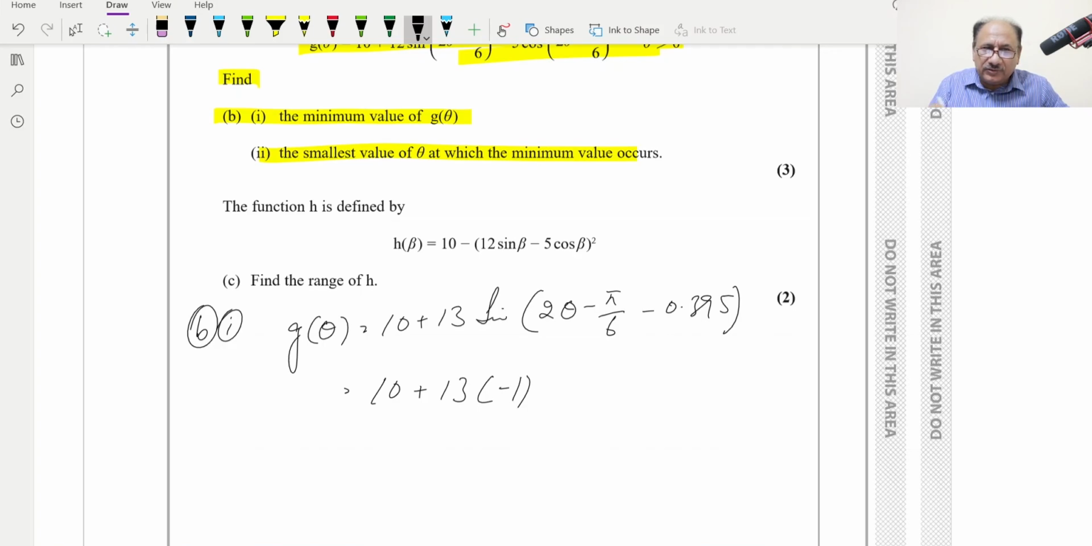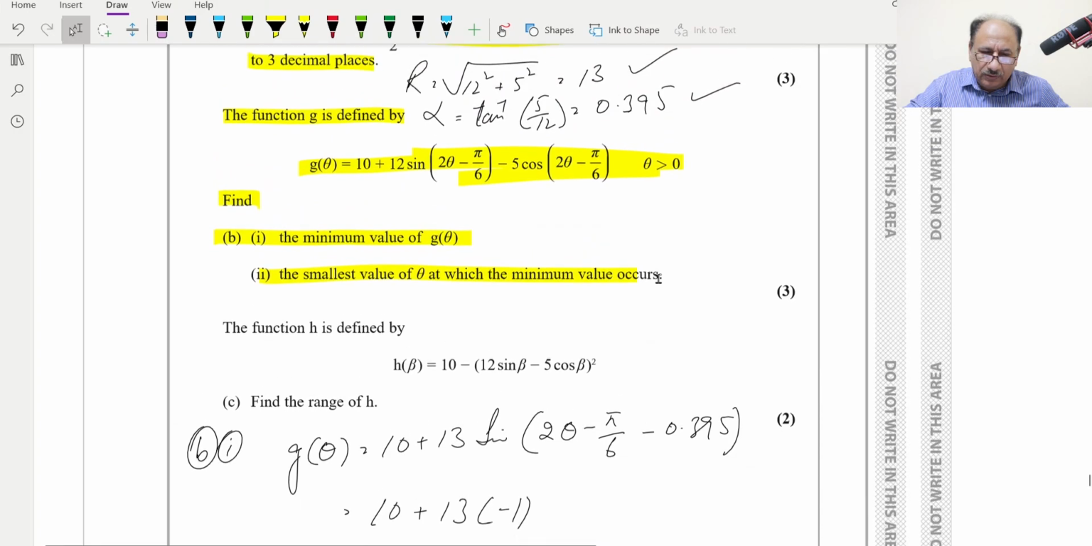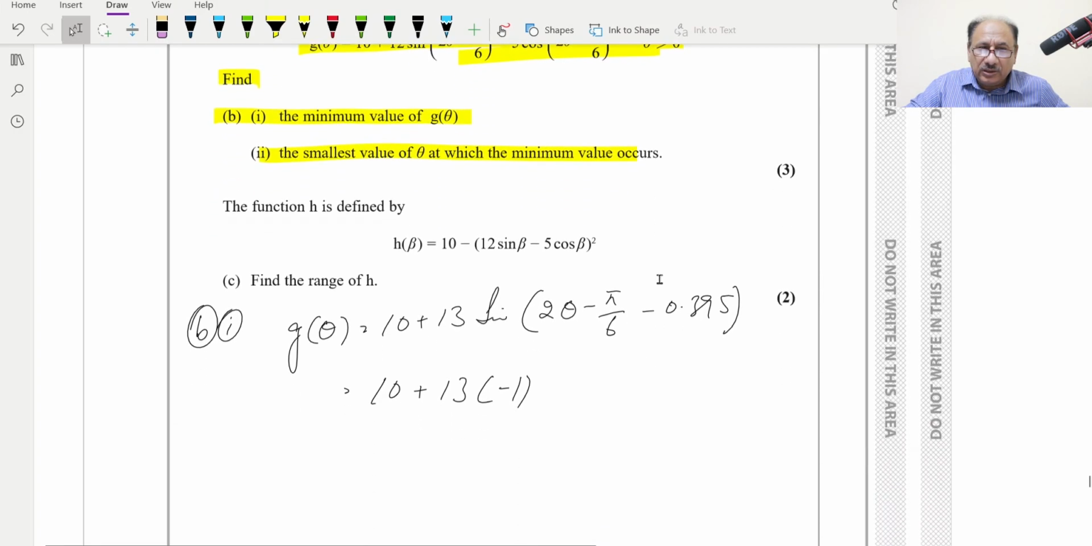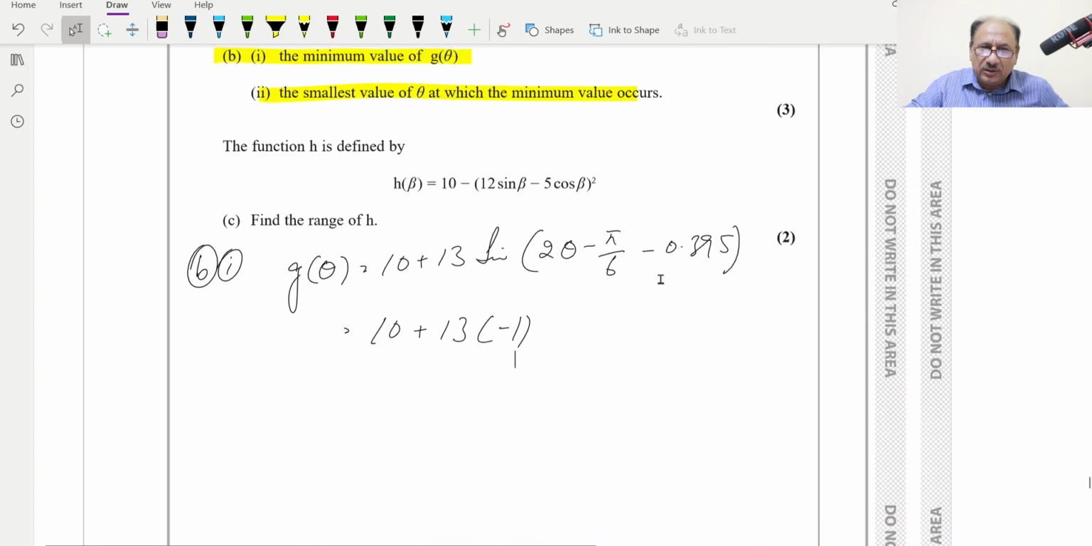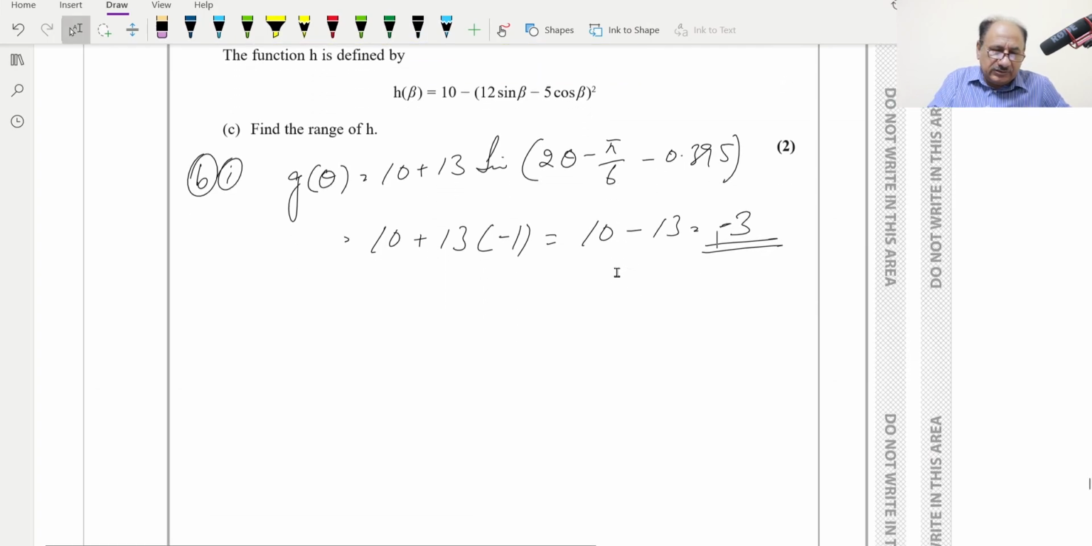If we calculate this, sine of 2 theta minus pi by 6 will be minus 1, and this will be equal to 10 minus 13, which is minus 3. So this is minus 3, not minus 13. 10 minus 13 is minus 3. And now for the second part, B2 is what?